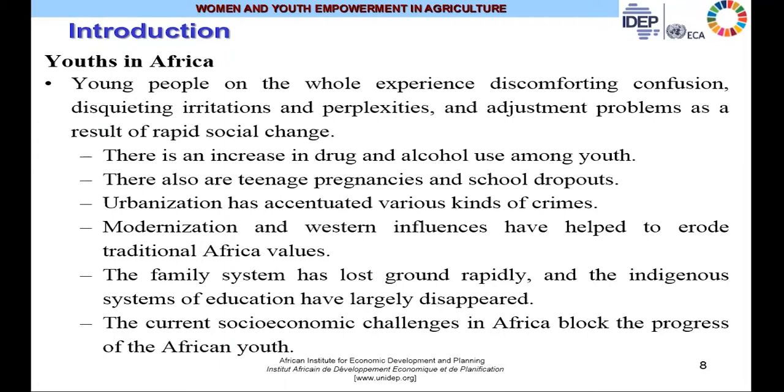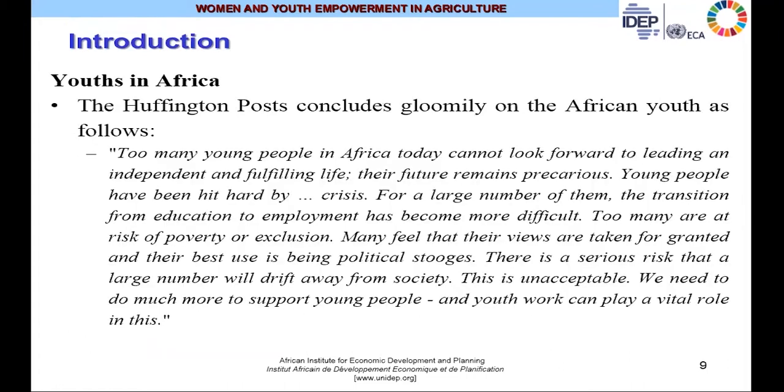For example, there is an increase in drug and alcohol use among Africa's youth. There are also teenage pregnancies and school dropouts. Urbanization, modernization, and Western influence have helped to erode traditional African values. The family system in Africa is losing ground rapidly, and the indigenous systems of education have largely disappeared. In fact, more important and interestingly, the current socioeconomic challenges in Africa block the progress of the African youth.